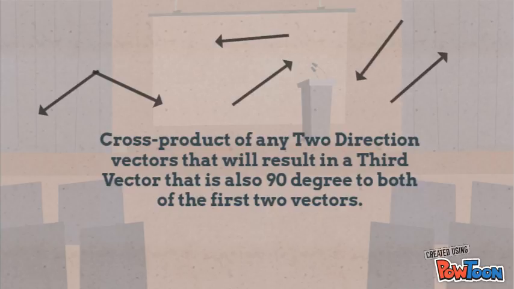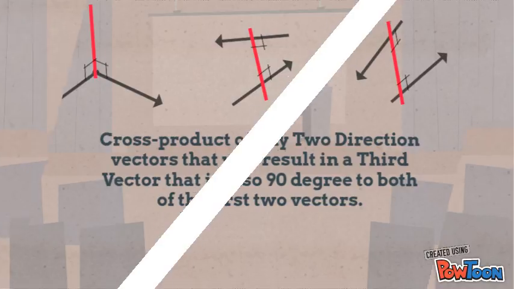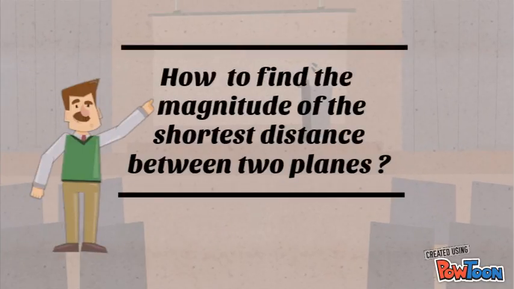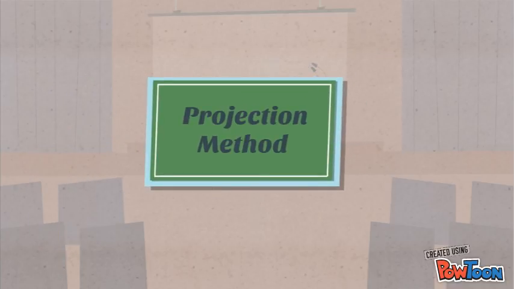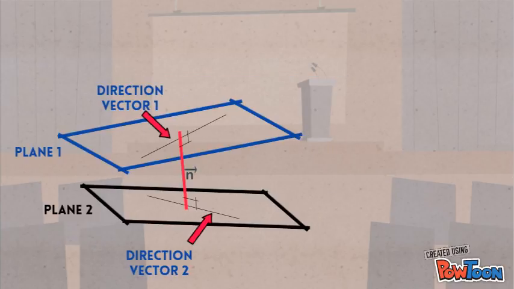The reason why the cross product is used here is because the cross product of any two direction vectors will result in a third vector that is also 90 degrees to both of the first two vectors, and it proves our point here. After you have determined where the perpendicular line will be, then you can move on to calculate the exact distance by means of projection.